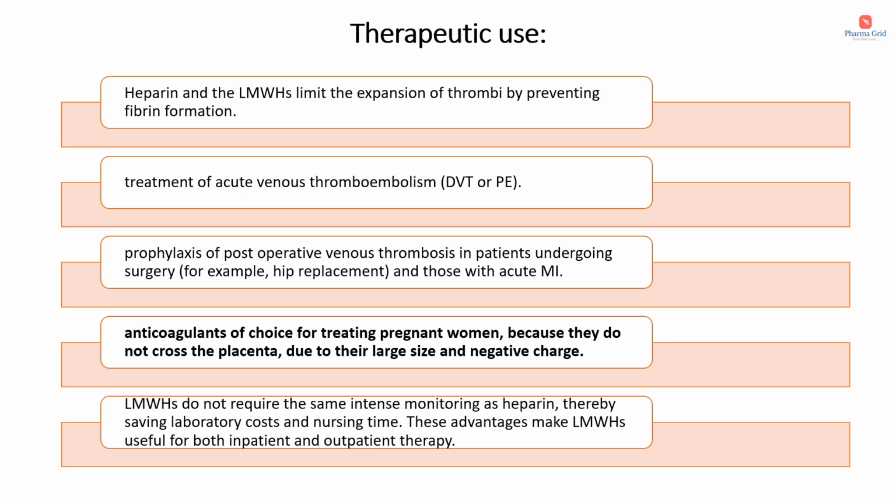Therapeutic uses. Heparin and the low molecular weight heparins limit the expansion of thrombi by preventing fibrin formation. So they are mainly used for the treatment of acute venous thromboembolism, which is deep vein thrombosis or pulmonary embolism. Then for the prophylaxis of post-operative venous thrombosis in patients undergoing surgery, for example hip replacement, and those with acute myocardial infarction.